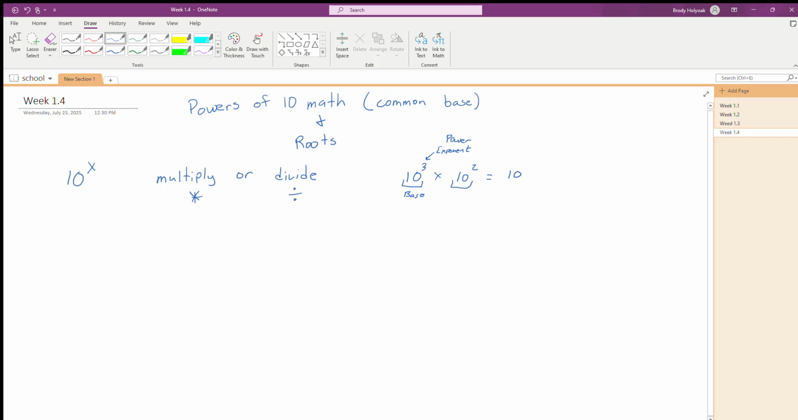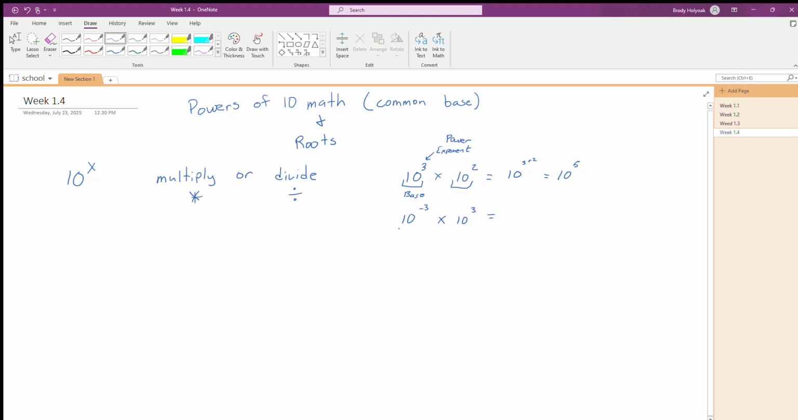And then when we multiply these powers with the same base, these powers of 10, or any other number, for example, we take these powers and add them together. So this becomes 10 to the 3 plus 2 power, which can be simplified down to 10 to the 5th power.